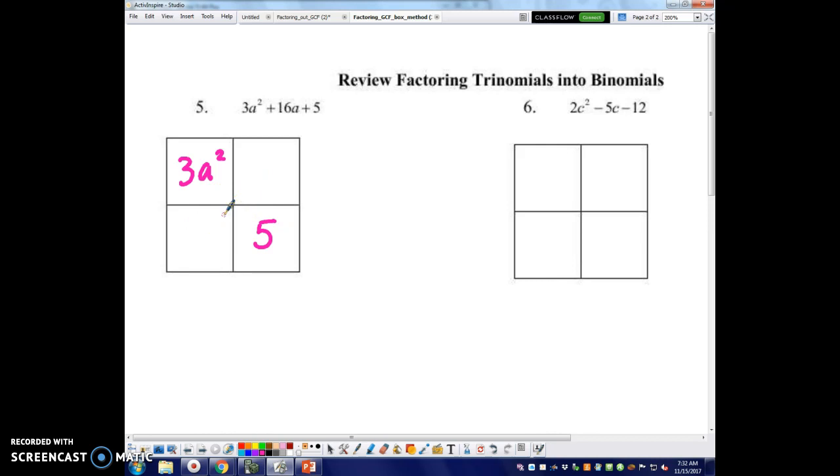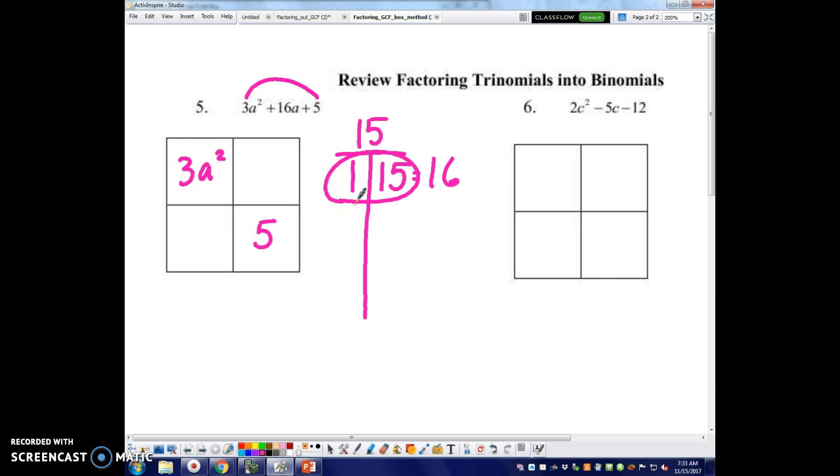How you do that is you make a magical rainbow. What's 3 times 5? 15. Now, here's what we're going to do. What times what gives you 15? 1 times 15, right? When you add those together, what do they make? 16. That means that this is what you're going to use. So we have 1x and 15x.